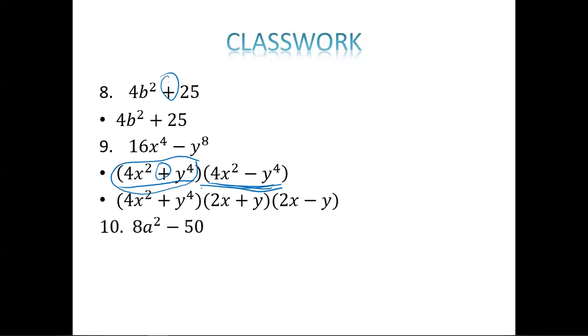For number 10, what must I do first? Take out 2 as a common factor, and what am I left with? You'll be left with the difference of two squares, which we can still factorize, and that will be 4a squared minus 25, and that will give us 2a plus 5 and 2a minus 5.